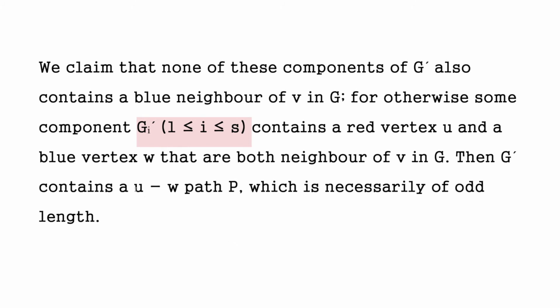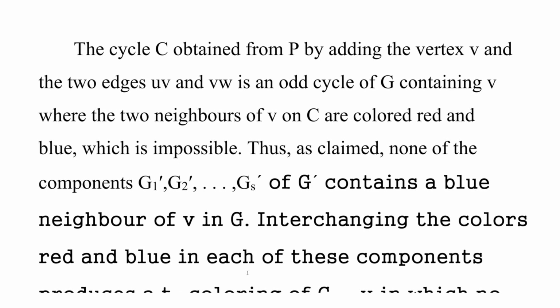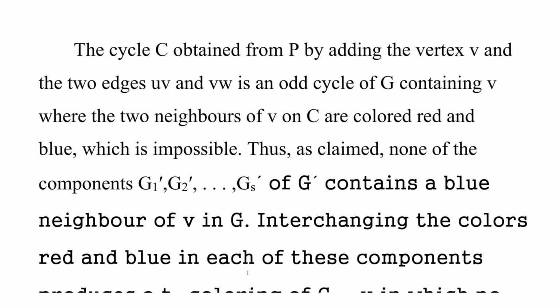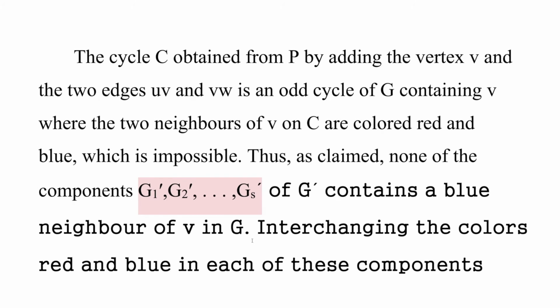Then G dash contains a UW path P, which is necessarily of odd length. The cycle C obtained from P by adding the vertex V and the two edges UV and VW is an odd cycle of G containing V where the two neighbors of V on C are colored red and blue, that is impossible. Thus, as claimed, none of the components G1 dash, G2 dash, etc., Gs dash of G dash contains a blue neighbor of V in G.